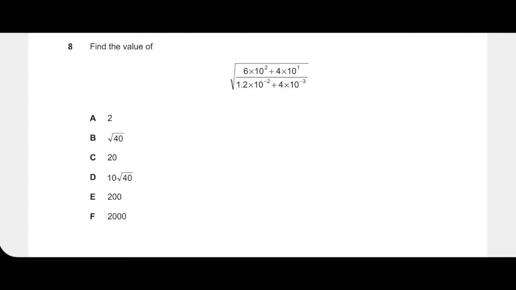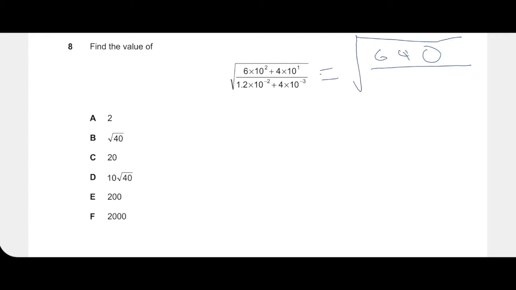Question number 8: find the value of the square root of 6 times 10 to the power of 2 plus 4 times 10 to the power of 1, over 1.2 times 10 to the minus 2 plus 4 times 10 to the minus 3. So step number 1 is to try and simplify everything inside of the square root. So that goes to the square root of 640, because I use BIDMAS to simplify the numerator and the denominator. Hopefully I don't need to explain that.